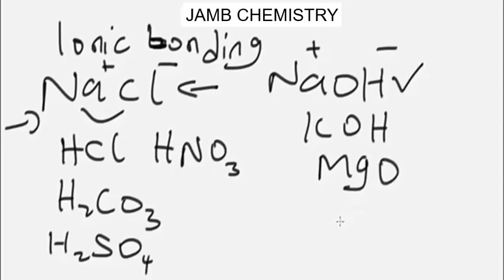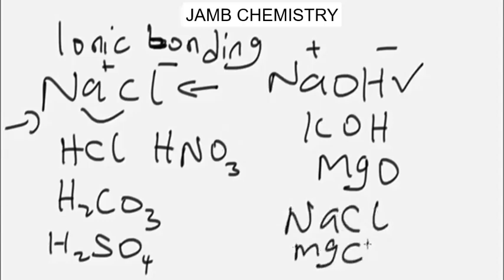Now we also have salts. All salts are ionic compounds. They have ionic bonding in them. A typical example is this sodium chloride we have here. We have sodium chloride, magnesium chloride, and zinc chloride. These are examples of common salts. So take note of this: all salts, bases, and inorganic acids are ionic compounds. They have ionic bonding in them.